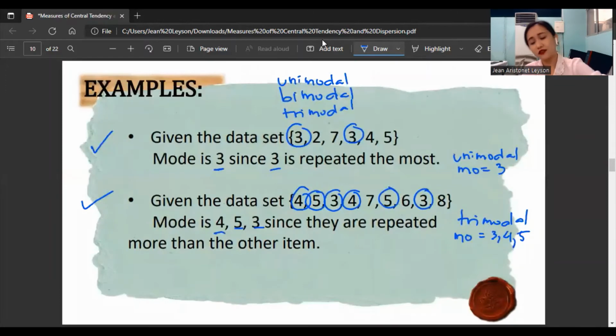So again, that's the mean, which is simply the average. Add all the numbers together, divide by how many numbers there are. The median is the middlemost number, and the mode is the number that is reoccurring or being repeated.